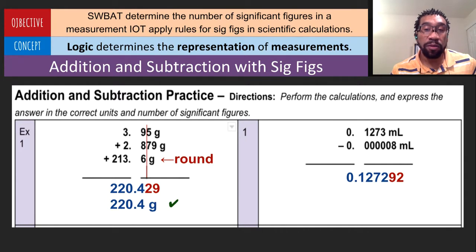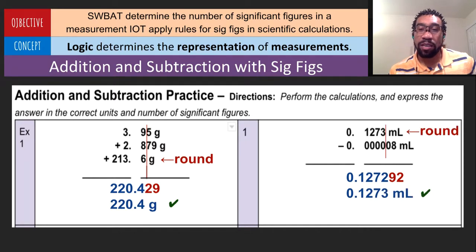Since it has 4 decimal places, we can only round to the 4th place. And therefore, we end up with the 9 after the 2, rounding that 2 back up to a 3. Therefore, we have 0.1273 milliliters. Wait, you mean we did all of that subtraction only to get the same answer that we started with? Yes, we did. That's why it's called sig figs, folks.